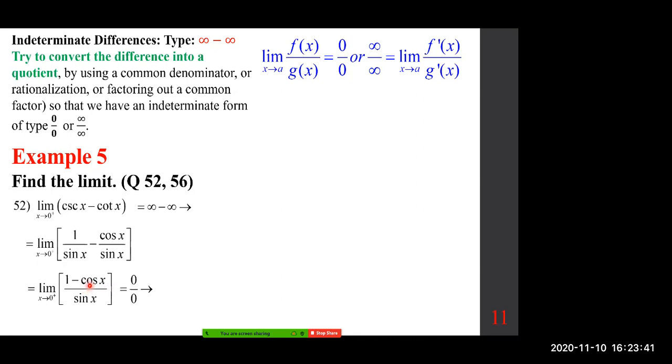Let's differentiate the top. This is minus, so minus. The derivative of cosine is negative sine, so it gives us positive sine x. And the denominator is cosine. Now, replace x with 0. Sine of 0 gives you 0. Cosine of 0 gives you 1. The answer is 0 over 1, or simply 0.